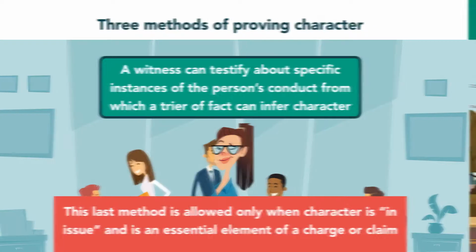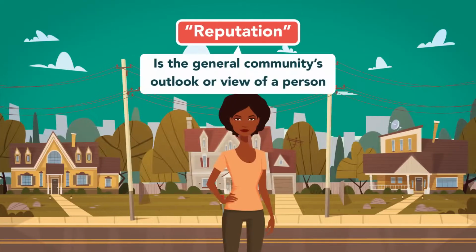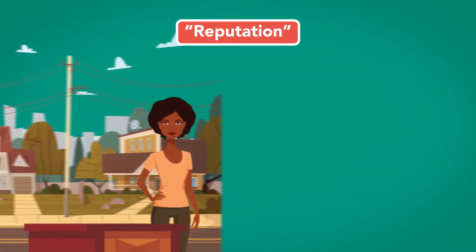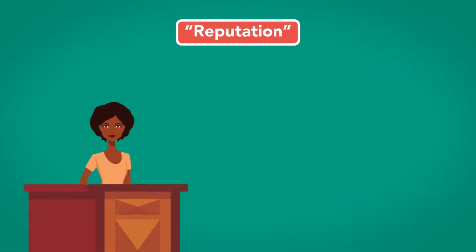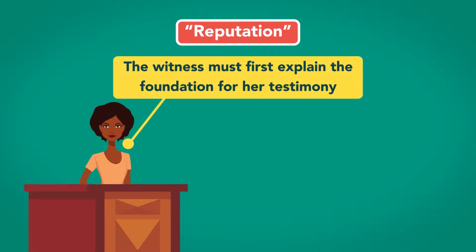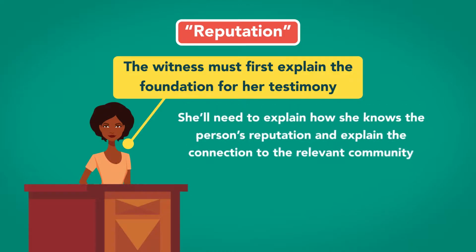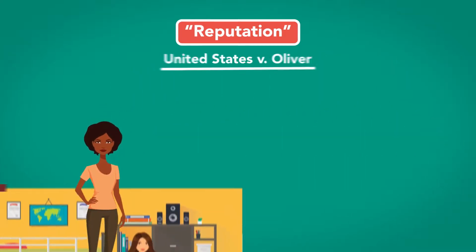Reputation is the general community's outlook or view on a person. For a witness to be allowed to testify as to another's reputation, there are several criteria that must be satisfied. First, the witness must explain the foundation for her testimony. In other words, she needs to explain how she knows the person's reputation and explain the connection to the relevant community. For example, in United States v.